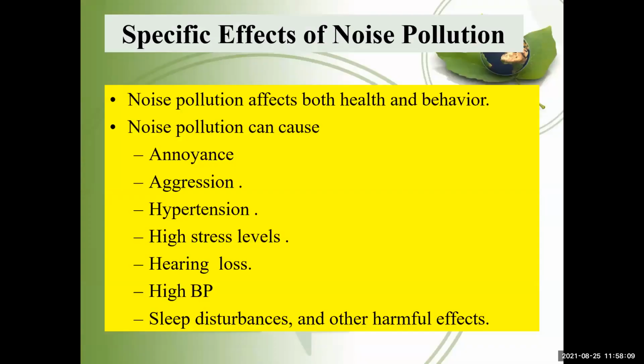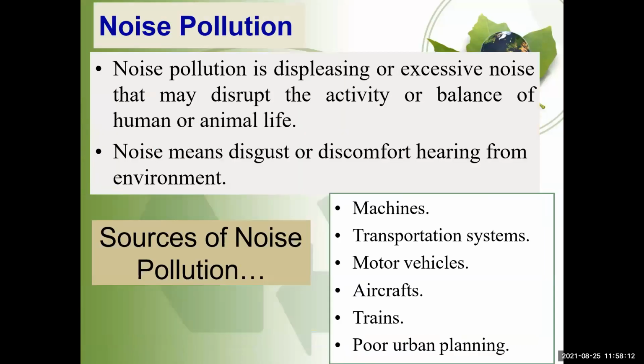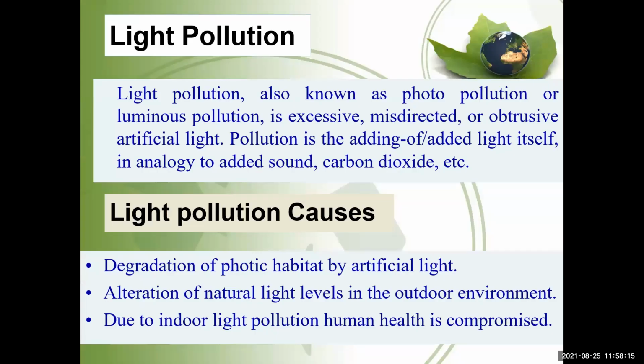Light pollution. This is an effect of direct human activities. Light pollution is also known as photo pollution or luminous pollution. It is the excessive, misdirected or obstructive artificial light, the adding of light itself, in analogy to added sound, carbon dioxide, etc. Light pollution causes degradation of habitat by artificial light and alteration of natural light levels in the outdoor environment. Due to light pollution, human health is compromised.